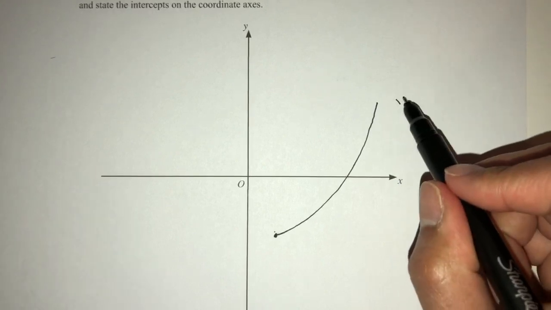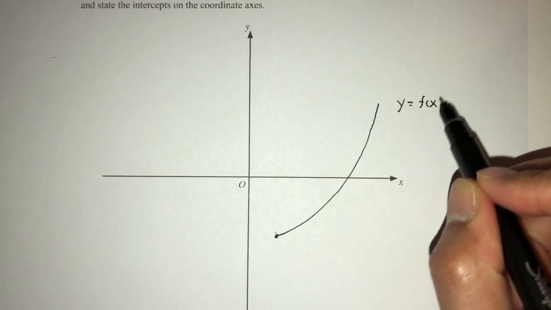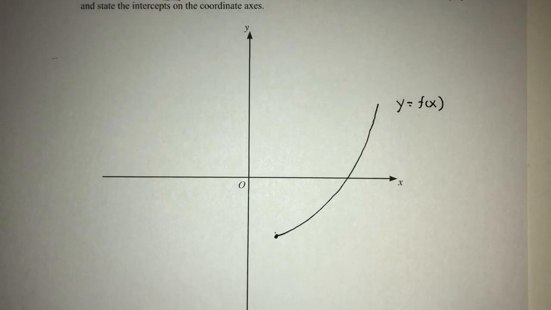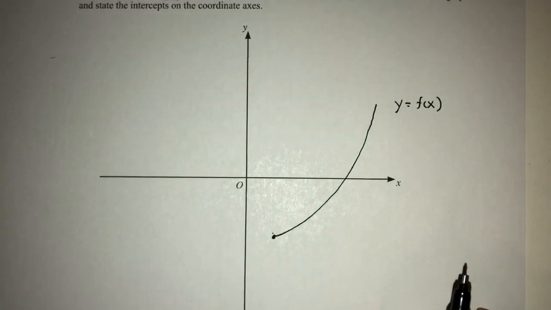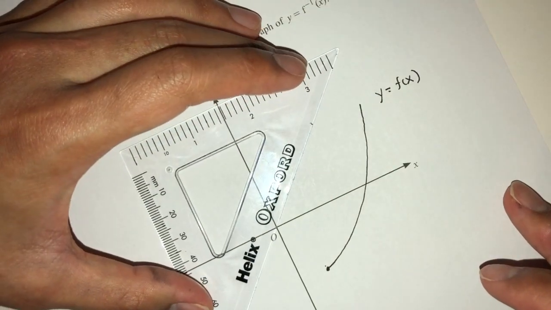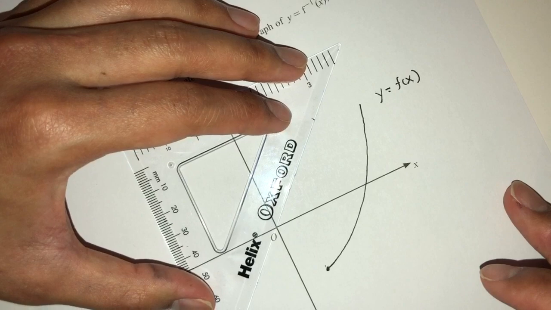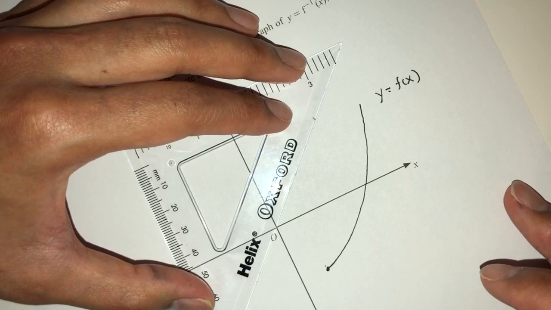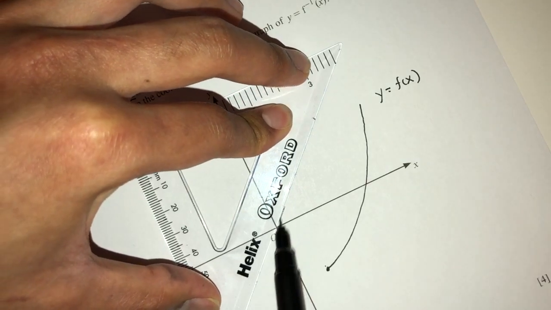My value of y equal to f of x. Now I know that the relationship between the graph of y equal to f of x and y equal to its inverse has to be a reflection in the line y equal to x. So that's the main point, right? We have to know that the relationship is always a reflection in the line y equal to x. So let me draw this line first.